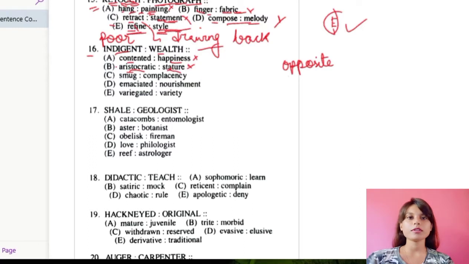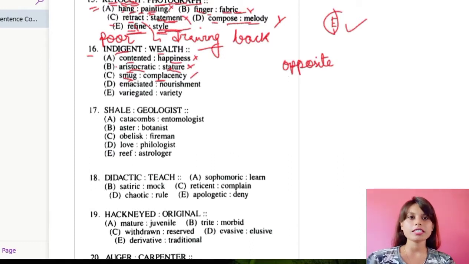Okay, let us move over to option number C, smug and complacency. Now smug means self-satisfied. You are self-satisfied with yourself, and complacency means self-satisfaction or self-admiration. You are admiring your own self. So we can say these two words are almost having the same meanings, but we need to find opposites. So we cannot consider number C.